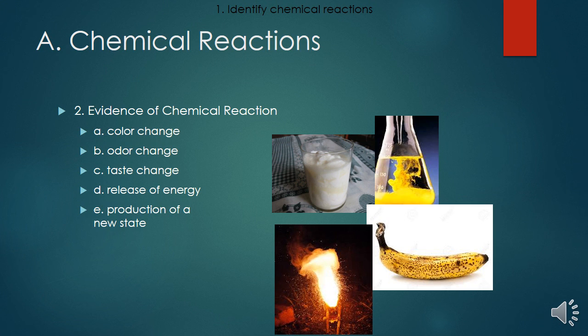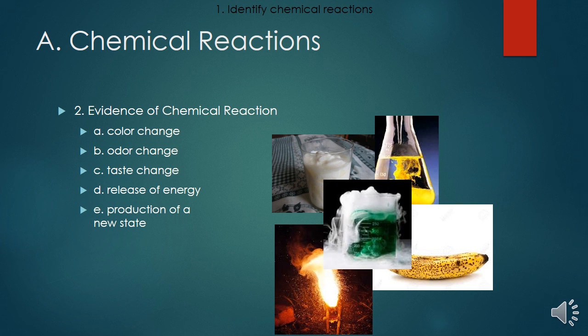And then one more that is very common is the production of a new state. So here we have an example where obviously there's some sort of gas being formed in this reaction. Now, one piece of confusing evidence that can come up would be phase changes. Oftentimes students will see this point here, production of a new state, and think, okay, well, if I put water in the freezer and wait a few hours, it'll now be solid. It will obviously turn to ice. So that's a chemical change. Well, no, that's not. That is simply a phase change.